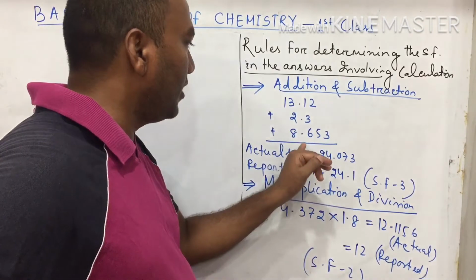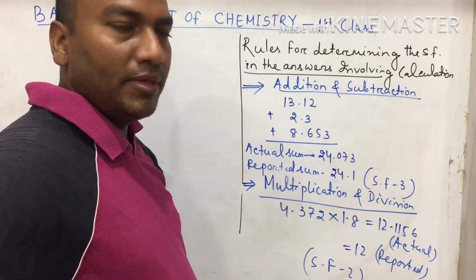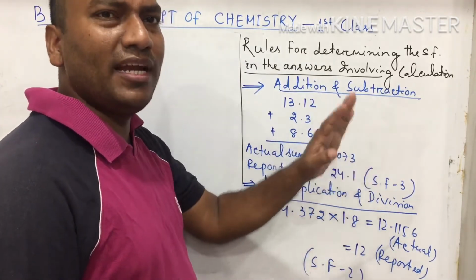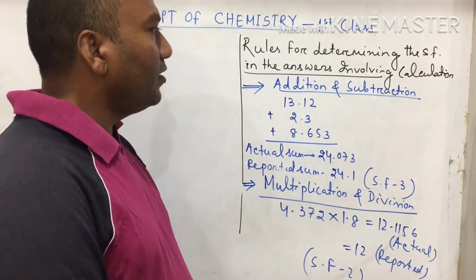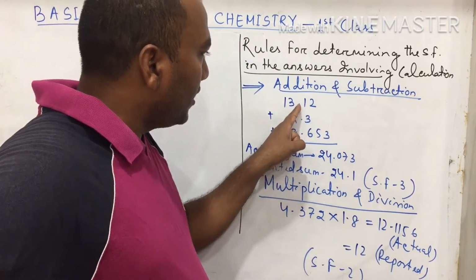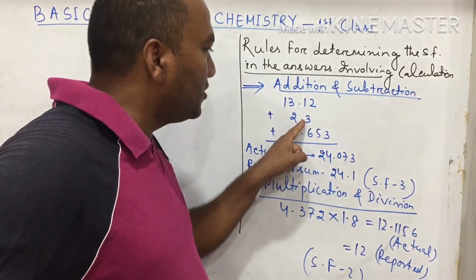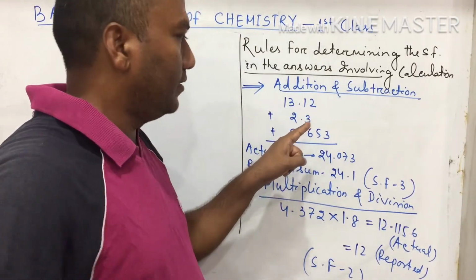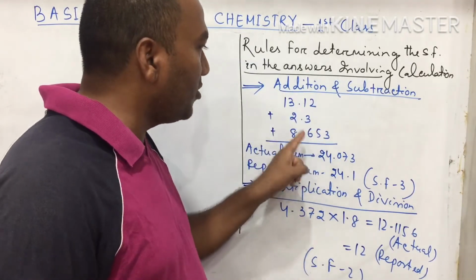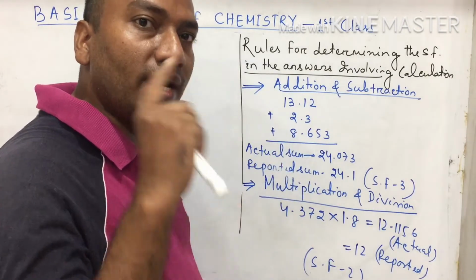In a normal method, if you add, the actual sum will come to 24.073. But according to the significant figure method, what will be the reported sum, or what is the significant figure of the answer? For addition and subtraction, always remember: in this number, after the decimal point, how many digits? 2. After this decimal point, how many? 1. After this decimal, how many? 3. So which number has the lowest? This one, with only 1 digit after the decimal point.